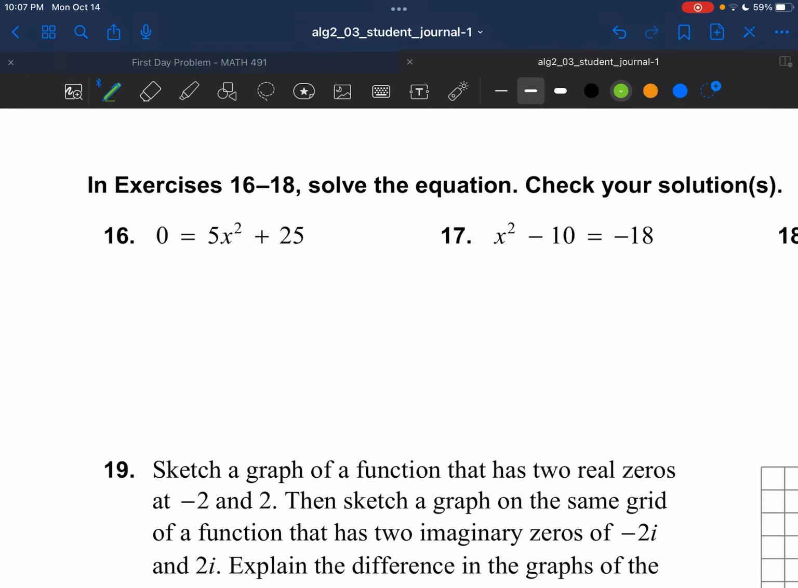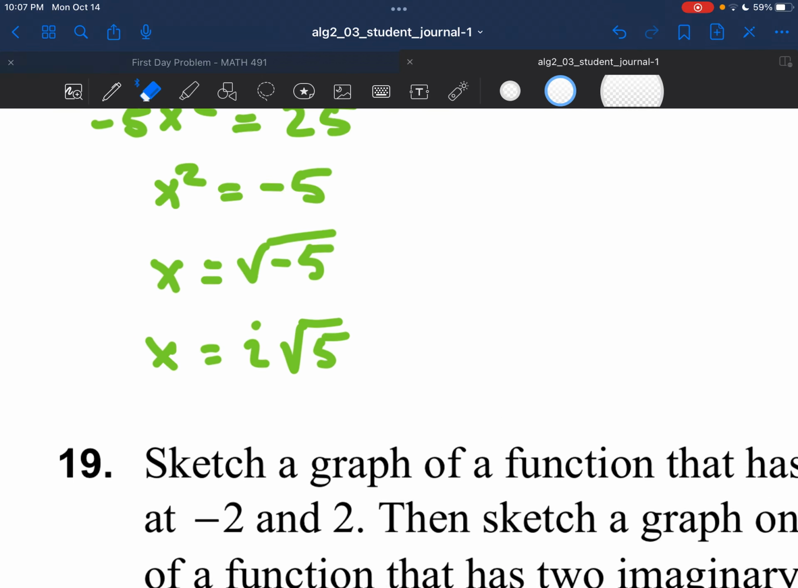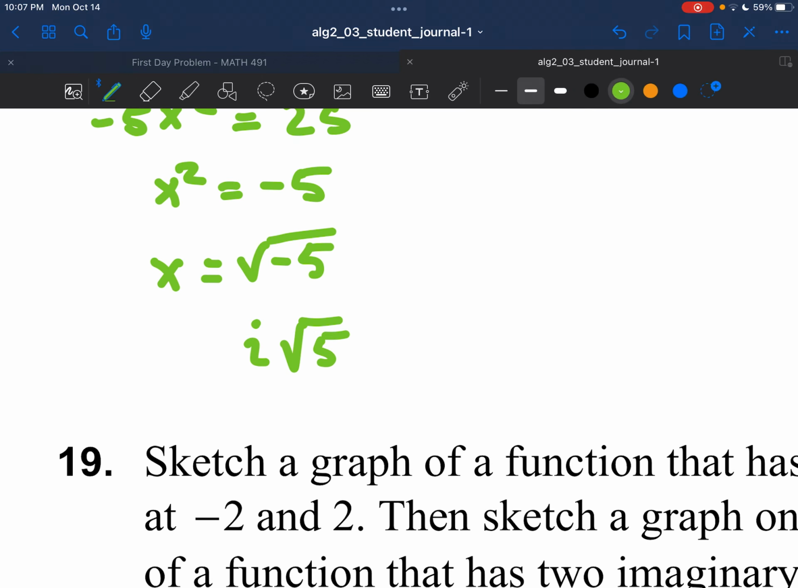Okay? So I'm going to solve the first one with square roots. So I'm going to do negative 5x squared equals 25. Divide by negative 5, x squared equals negative 5. Take the square root. That is x equals the square root of negative 5. And to simplify, you get i root 5. Now this one's going to be plus or minus because we weren't able to take the square root of the 5.